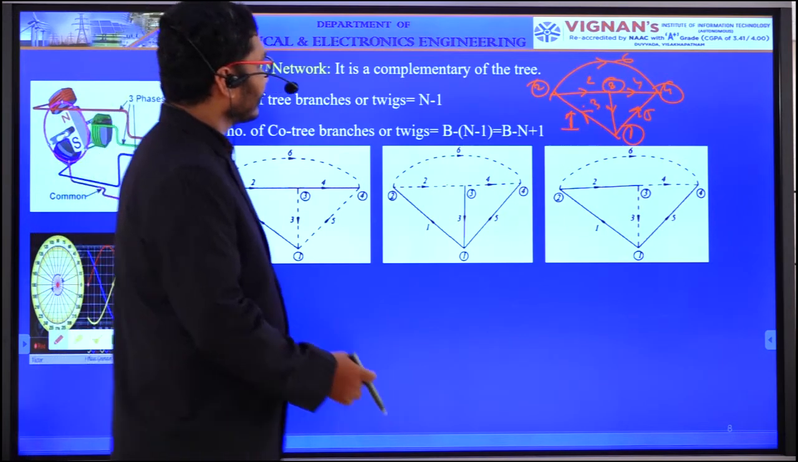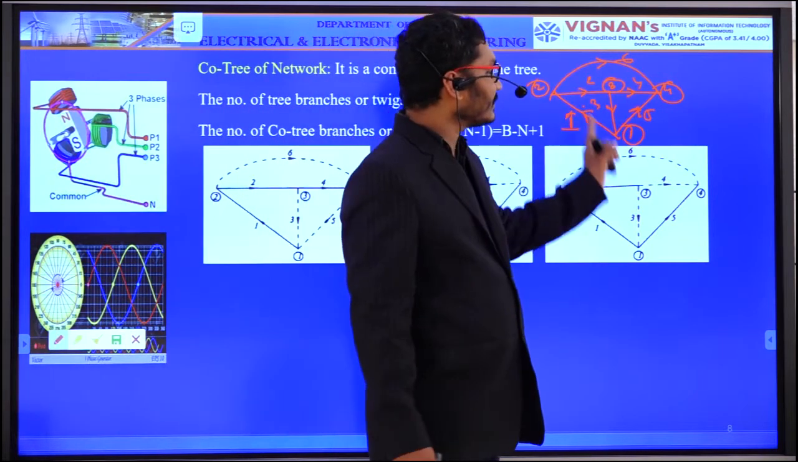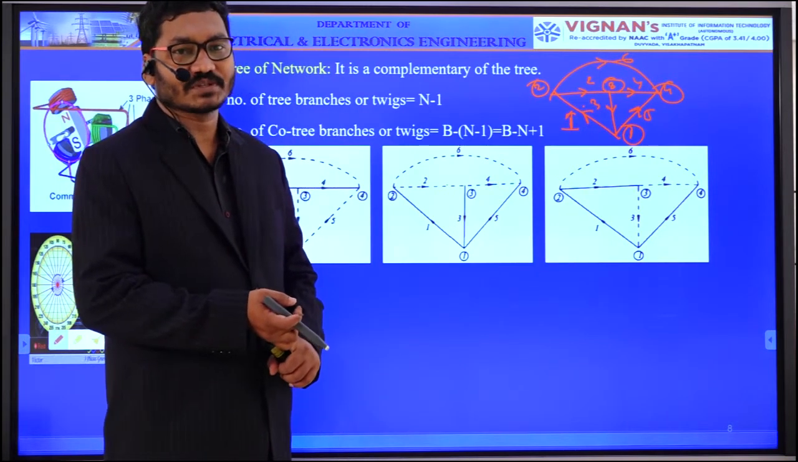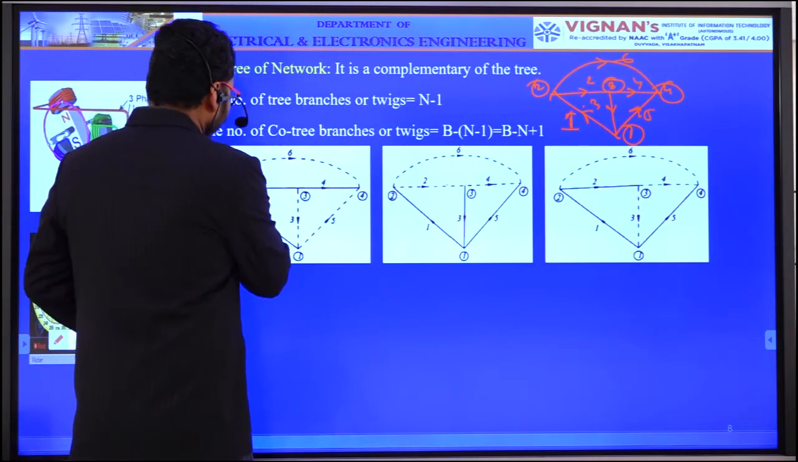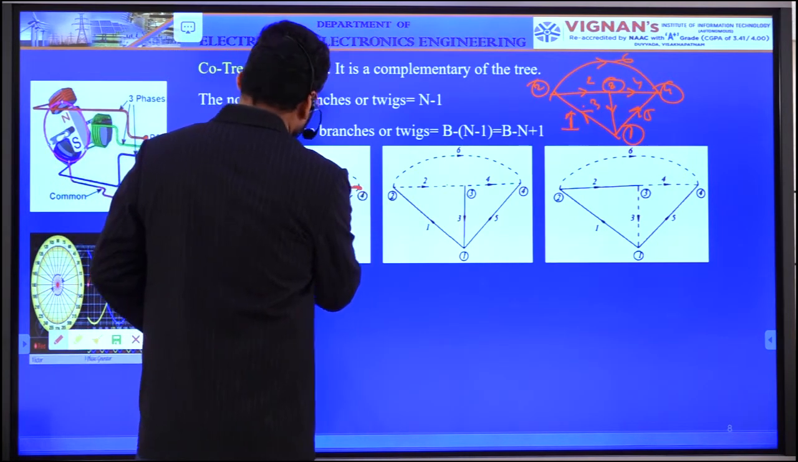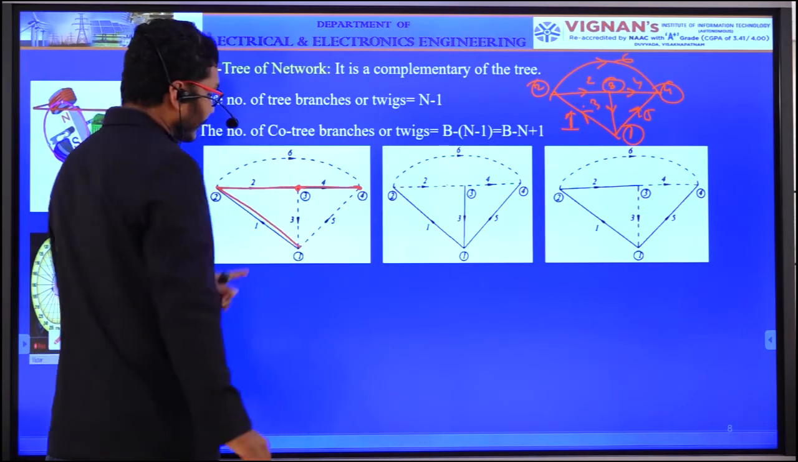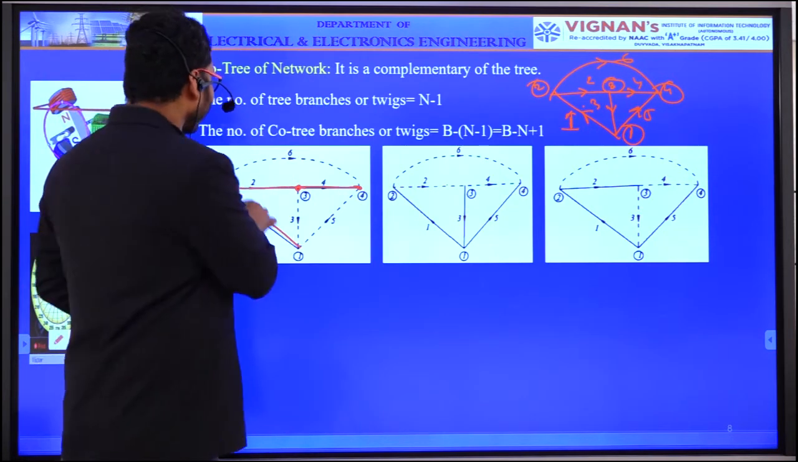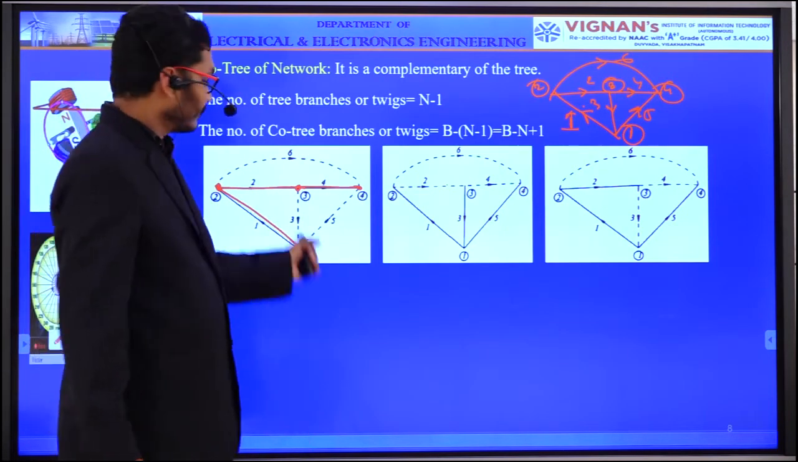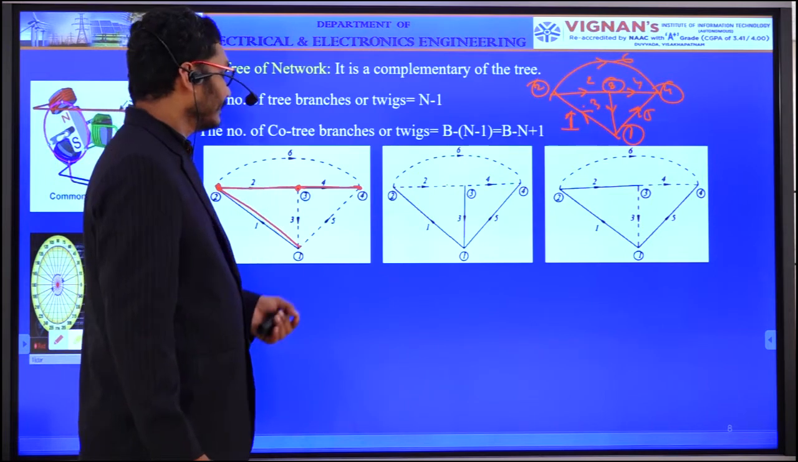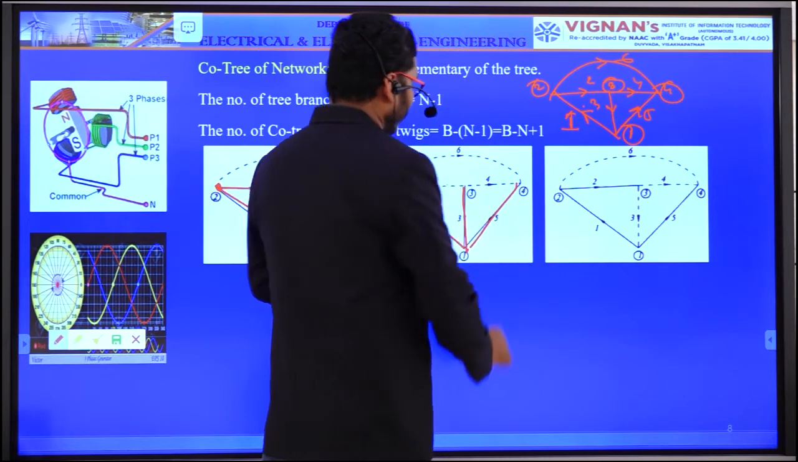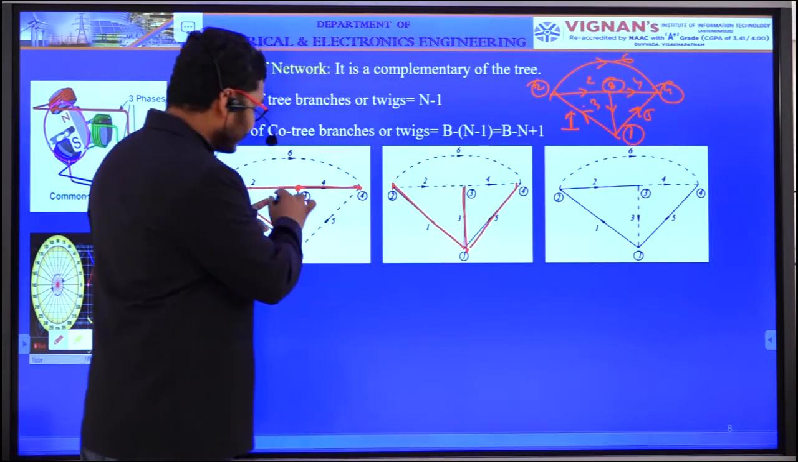What is meant by a tree? A tree means it should cover all the nodes, but it should not have loops. See here, I have covered 2 to 3, 3 to 4 and 2 to 1. Here there is no closed path, but I have covered node 2, node 3, node 4, node 1. This is one of the trees. Similarly 2, 1, 4, it is not a closed path.